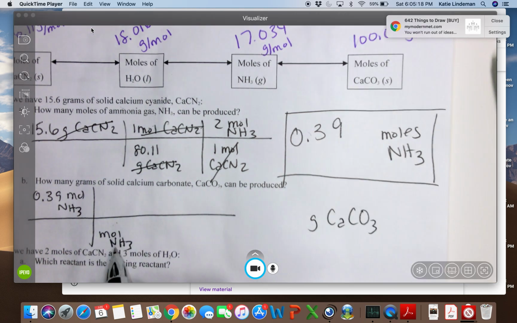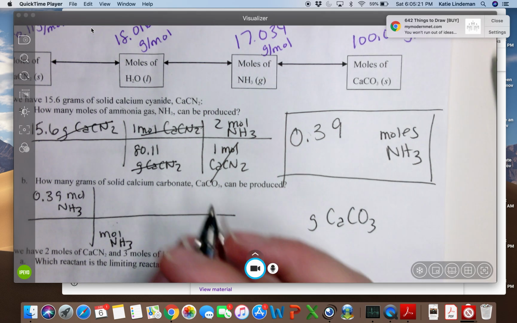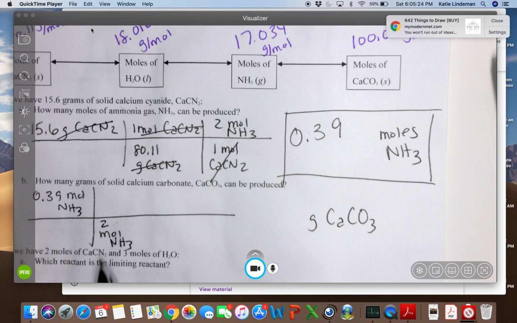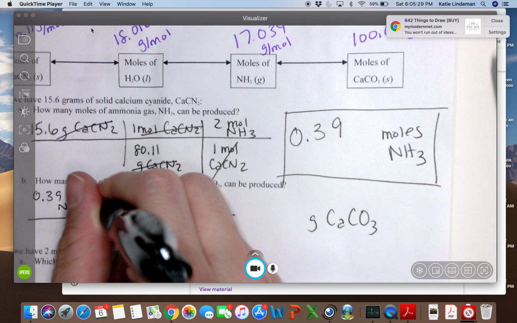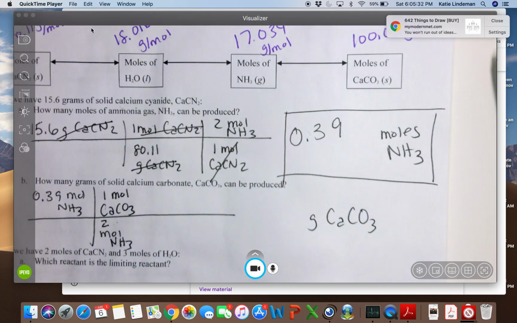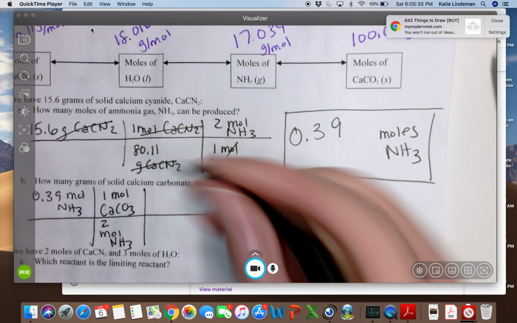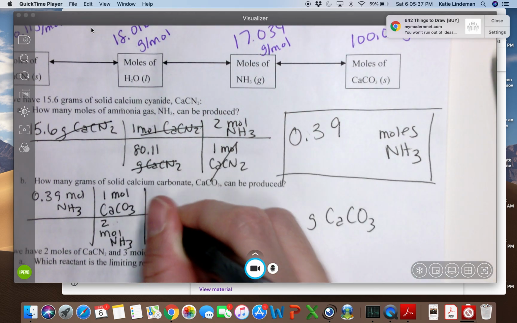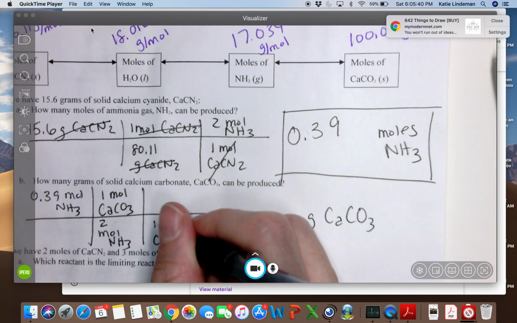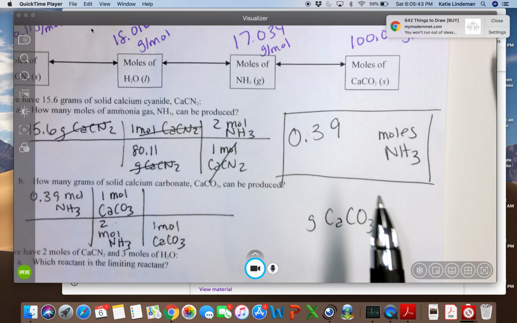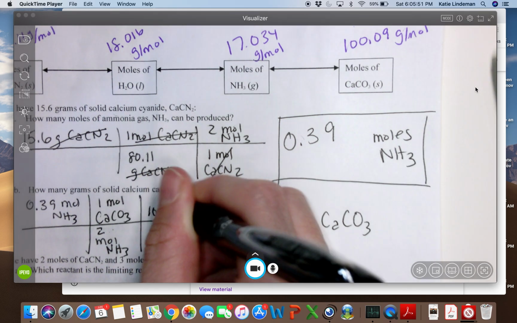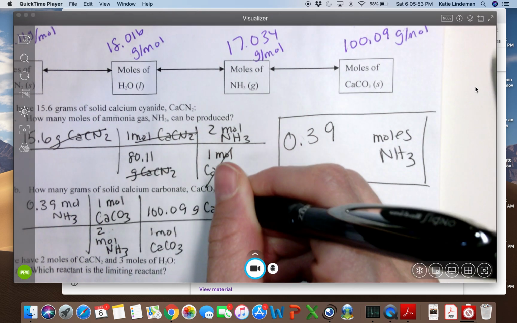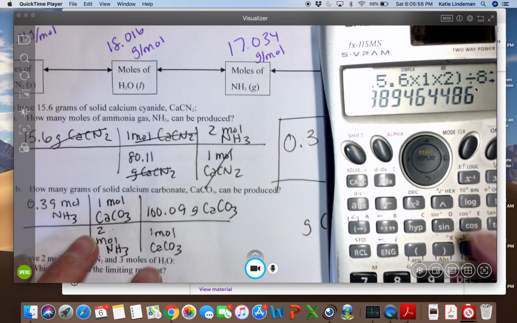Okay, so I need to use my coefficients again. So my coefficient in front of ammonia, again, was 2. So for every 2 moles of ammonia, I have 1 mole of CaCO3. Okay, and again, I'm just getting these from my molar ratio. Okay, so then 1 mole of calcium carbonate, and I look back up to where I did that math, is just up here, 100.09 grams of calcium carbonate. So again, I'm just going to multiply everything on top.